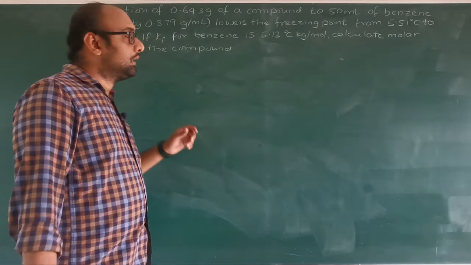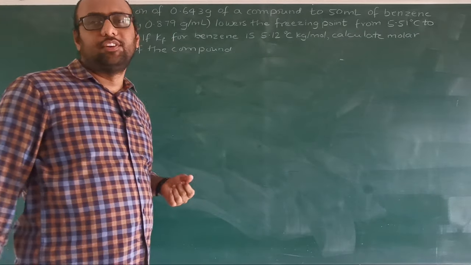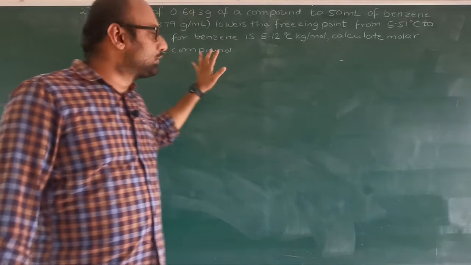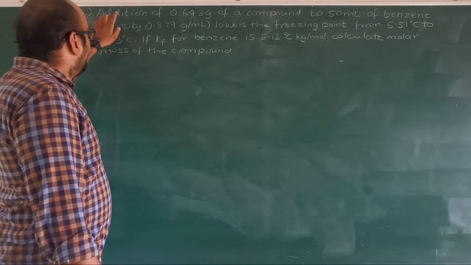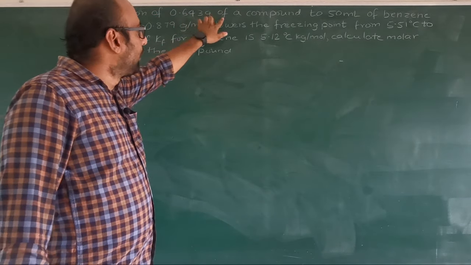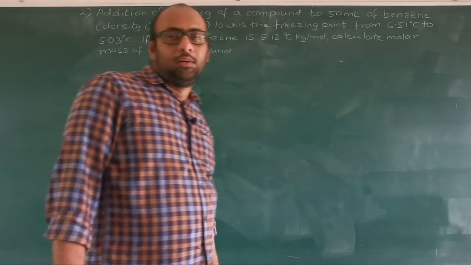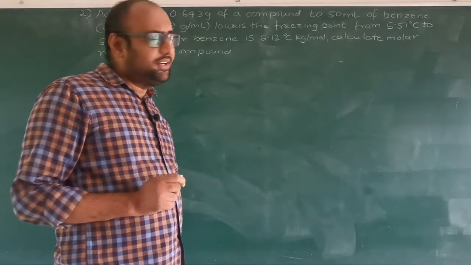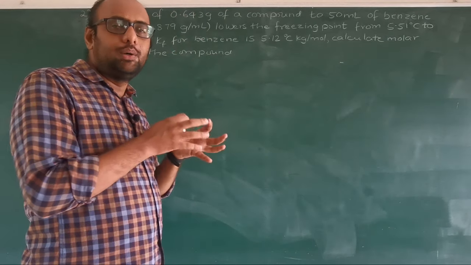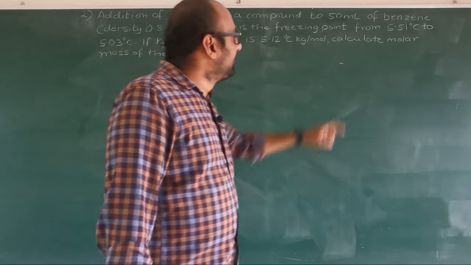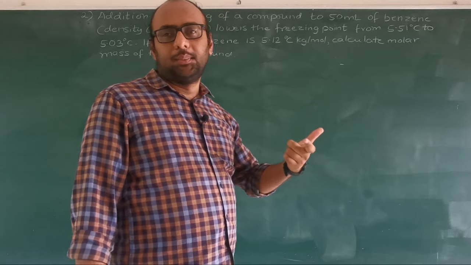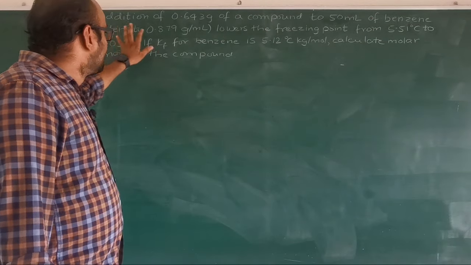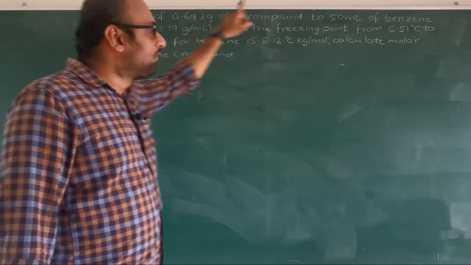Now let us move forward with the second numerical problem regarding the depression in freezing point. We will be calculating the molar mass of the compound. In this second problem, you will be calculating the molar mass of the solute or the compound. Now let us see the problem. Addition of 0.643 gram of a compound to 50 ml of benzene. A certain unknown compound is added to 50 ml of benzene. 0.643 gram of this unknown compound is added. If ml or liter is given, then it is the volume. So volume of the benzene is 50 ml. In bracket, density 0.879 gram per ml, the density of benzene is given.